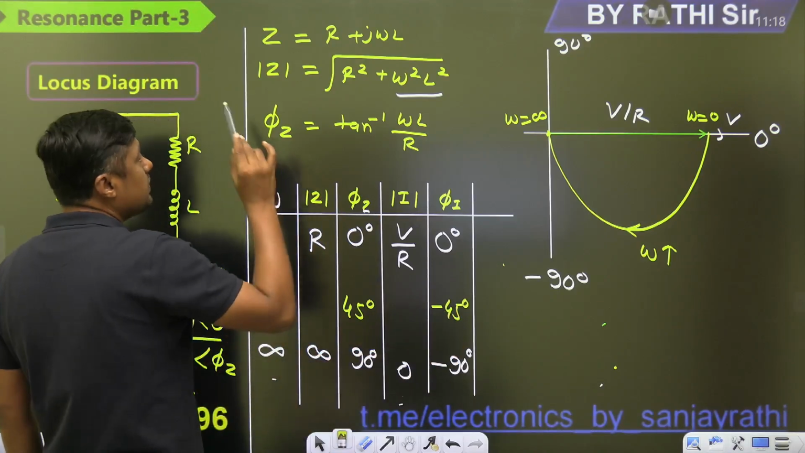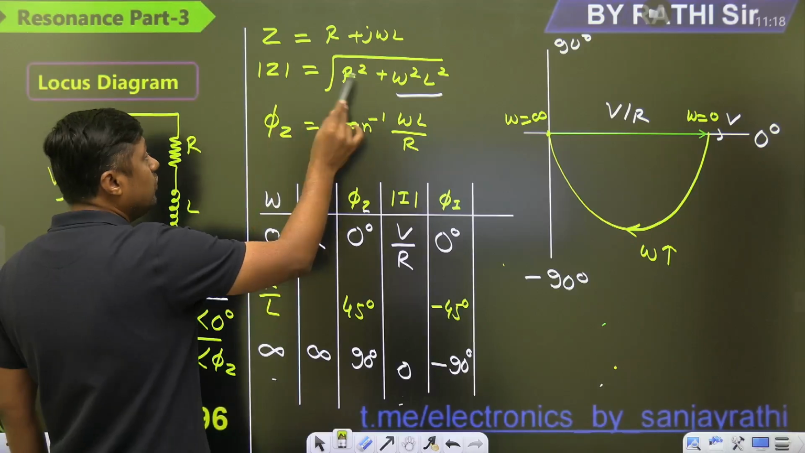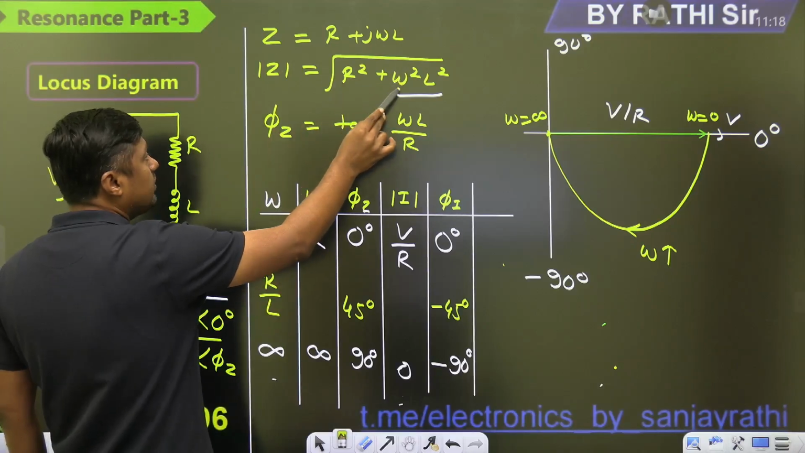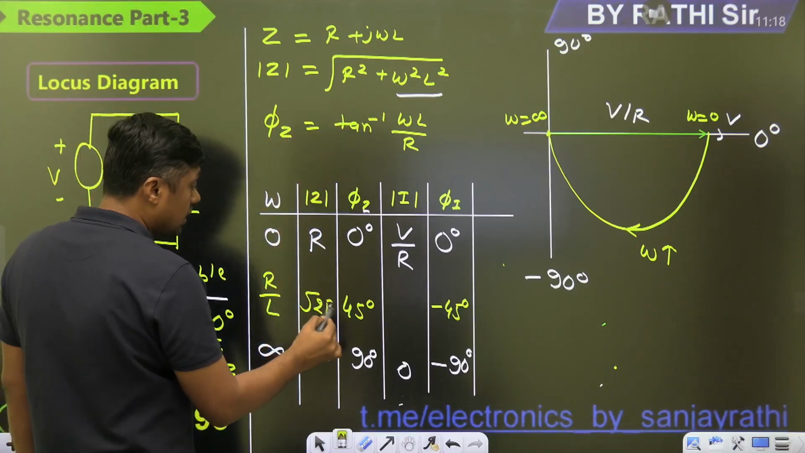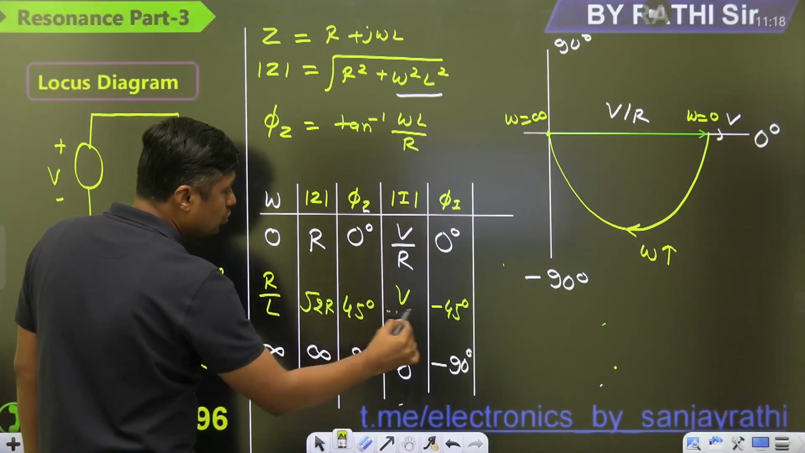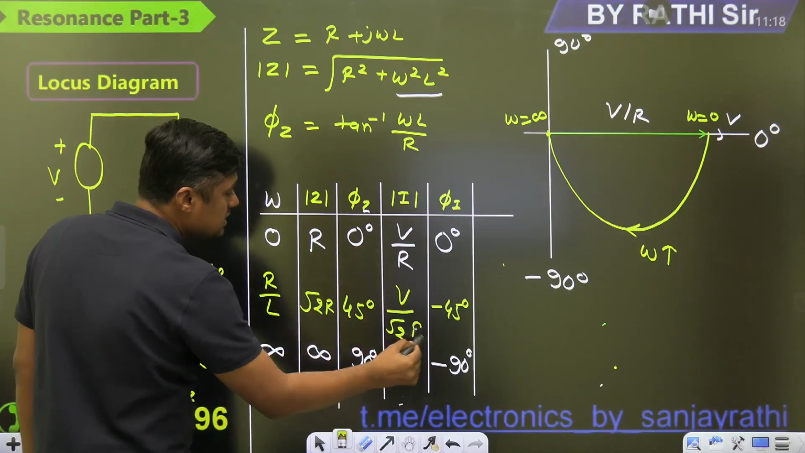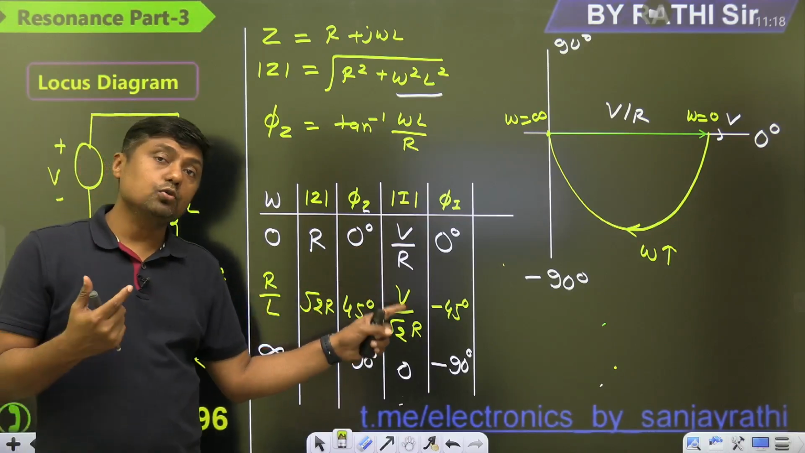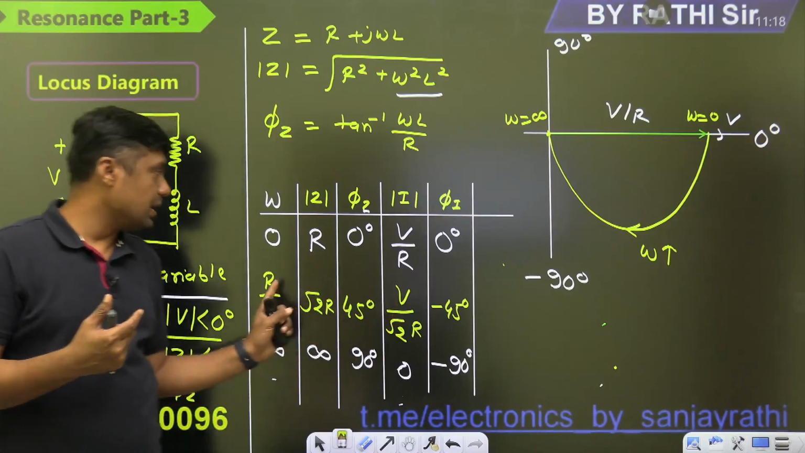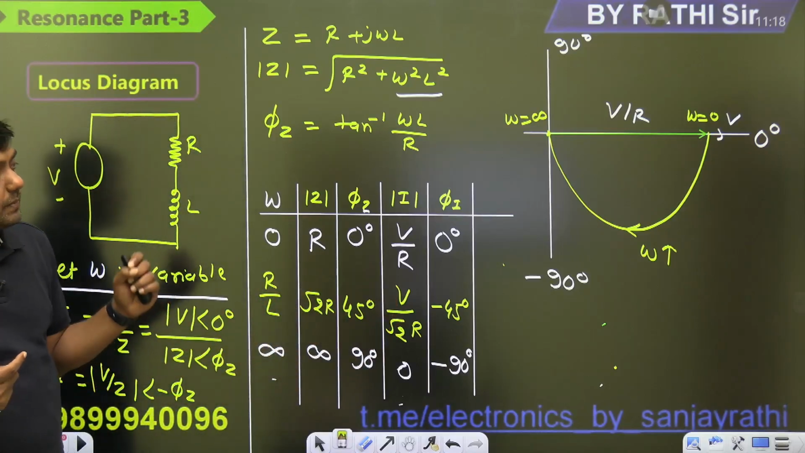Now, what is the magnitude of that? When you are putting the R by L, you will get root 2 times R. And the current will become 1 by root 2 of the maximum. Always I am taking the three values. Here, the current will become 1 by root 2 of the maximum. So this is R by L. We can say it is a cutoff frequency.